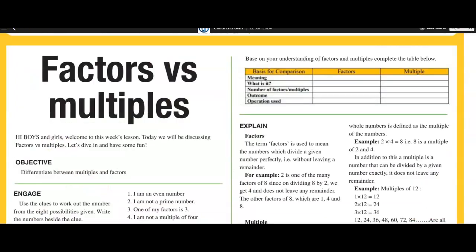So in this episode, we were looking at factors versus multiples. By now, you should be able to differentiate between multiples and factors. This requires practice, so take the time, go over, and if you have questions, drop them in the chat.